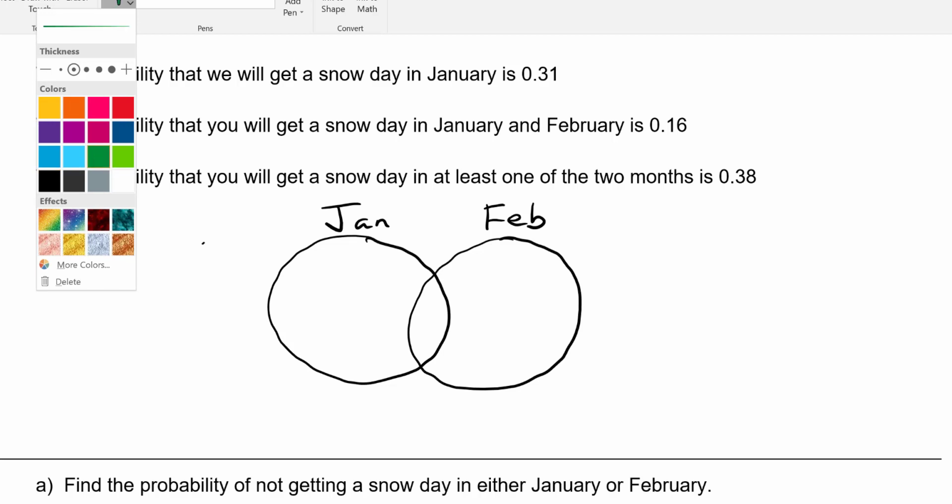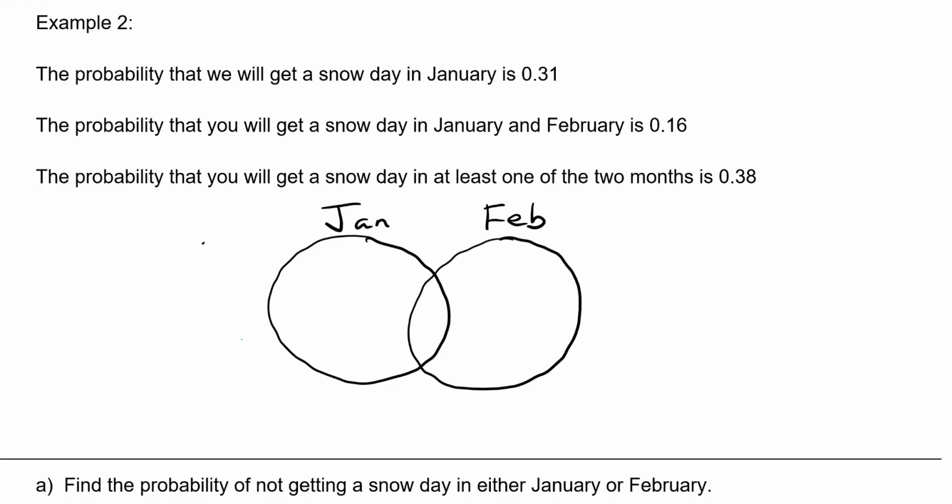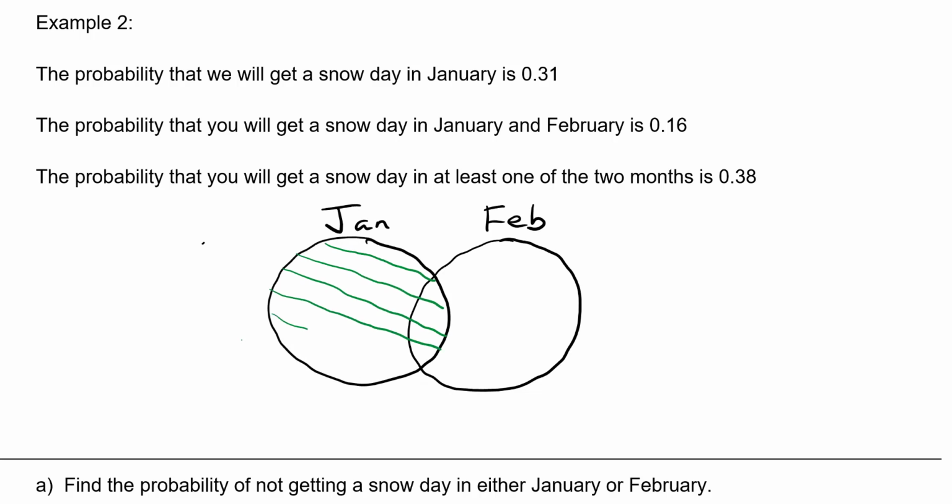Okay, so the probability we'll get a snow day in January. It doesn't say it can't happen in February. So sometimes people just want to shade just the January part and not the February, but truly that's not what I'm saying. So the probability of having a snow day in January is 0.31. Okay, so that is the green 0.31.